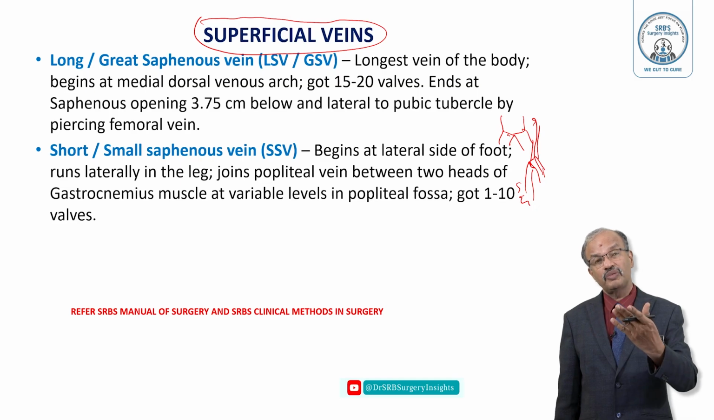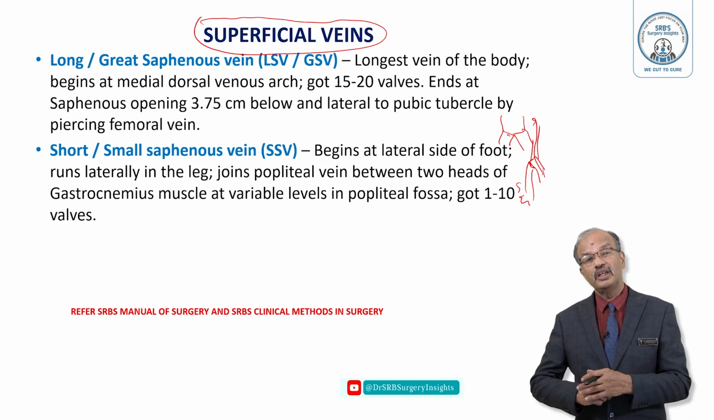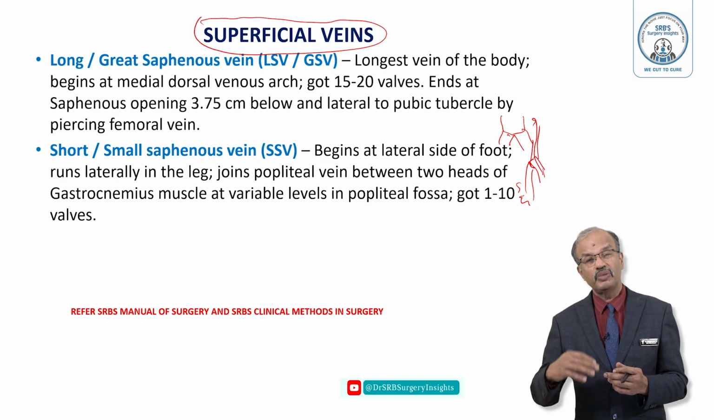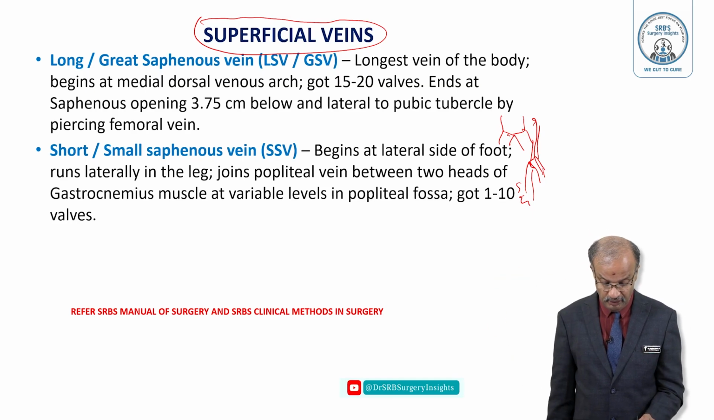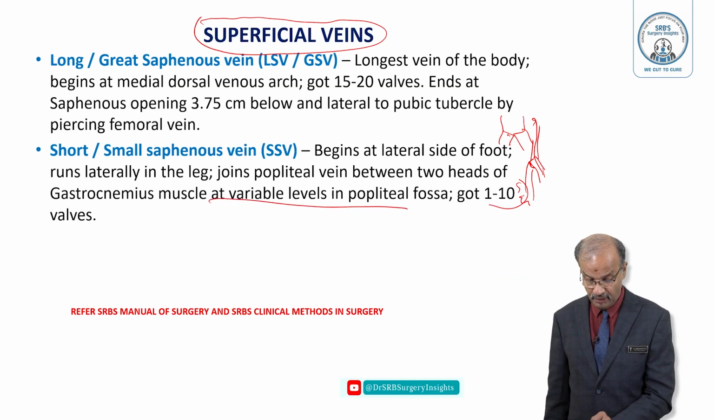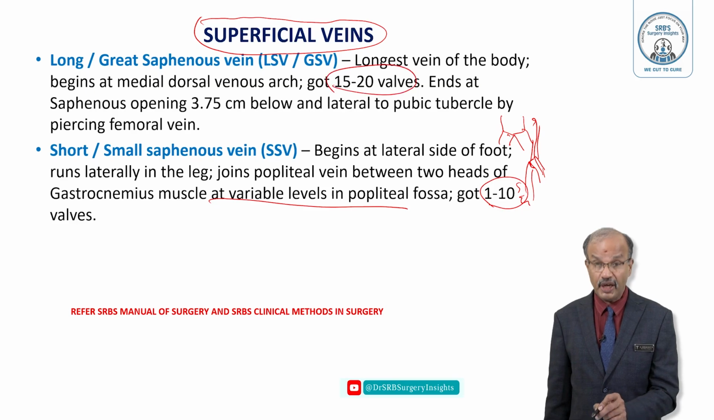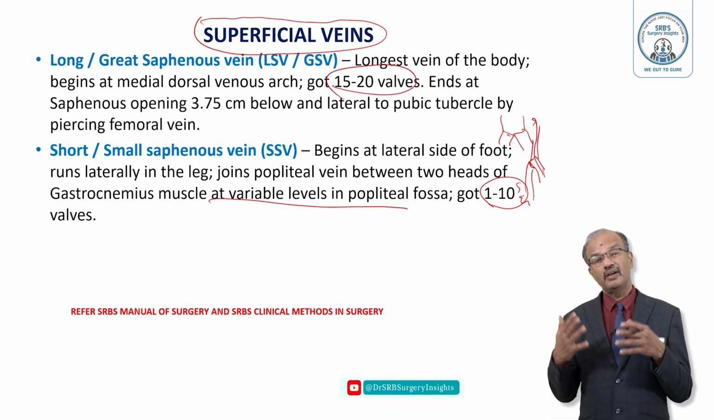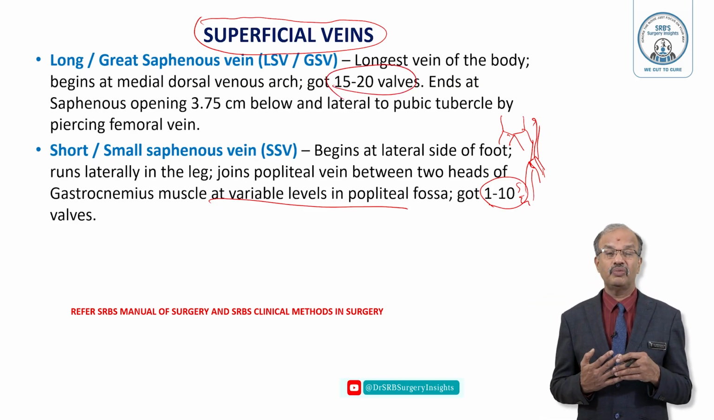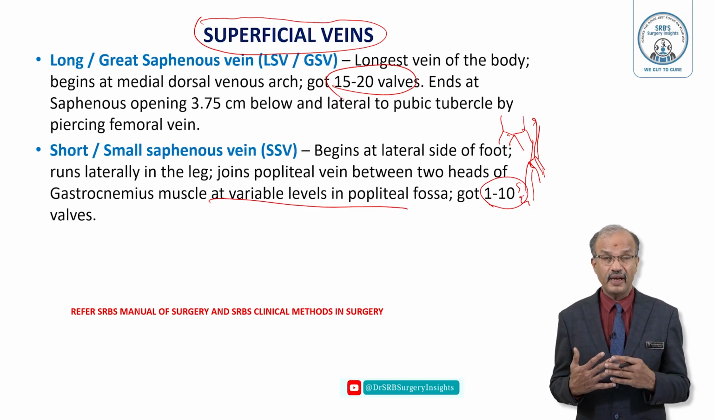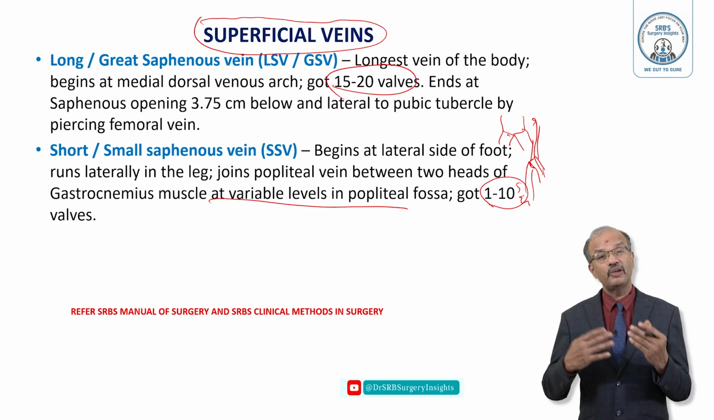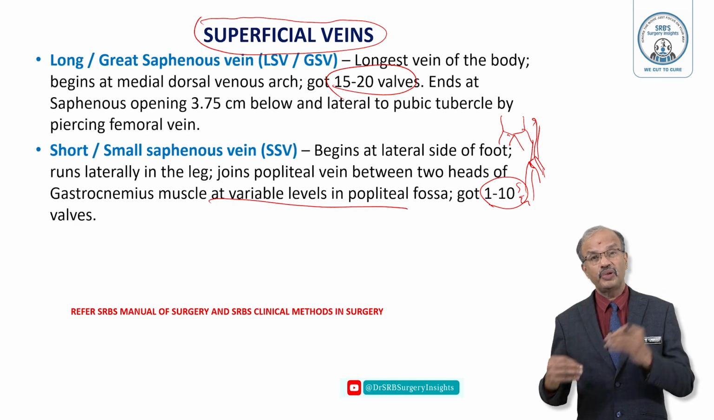From the lower margin of the popliteal fossa, it enters the popliteal vein at a variable distance, maybe in the middle, in the lower part, sometimes in the upper part, rather high. So the level is very variable. It has 1 to 10 valves. This is a very important thing to maintain the upward direction of the flow of venous blood from the lower limb. And it is always upward, always from superficial to deep.